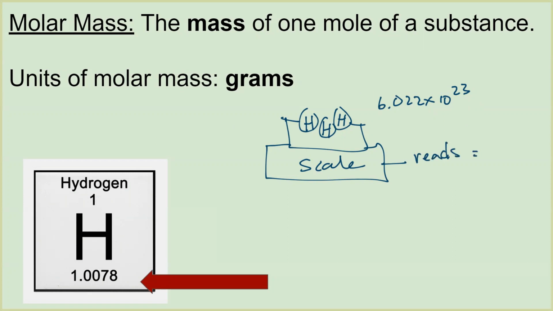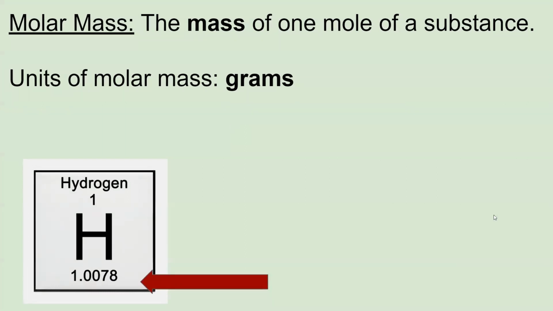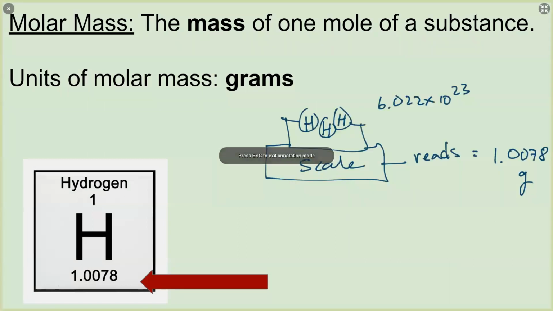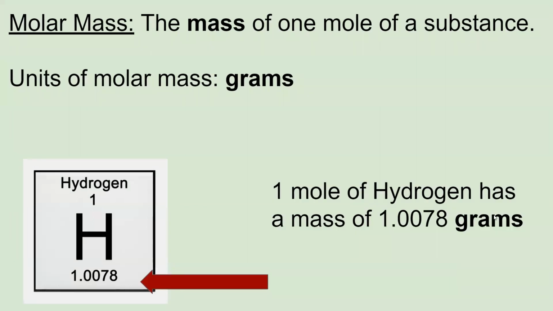It would read 1.0078 grams. So we can actually use the periodic table to help us find molar mass, which is really awesome and super helpful for us. So 1 mole of hydrogen, which is 6.022 times 10 to the 23rd atoms, has a mass of 1.0078 grams.